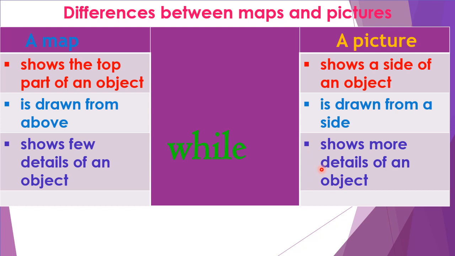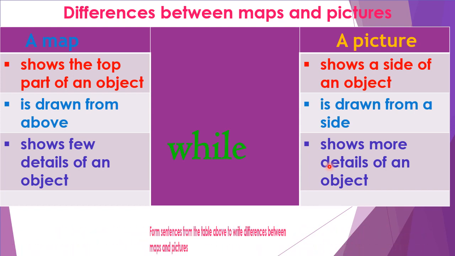You remember our house, the picture had windows, it had doors, but now a map has only a flat part of it, the top part. So that's why we are saying that a map shows few details of an object, while a picture shows more details of an object. Wow! When you join these sentences, you can make differences between a map and picture.